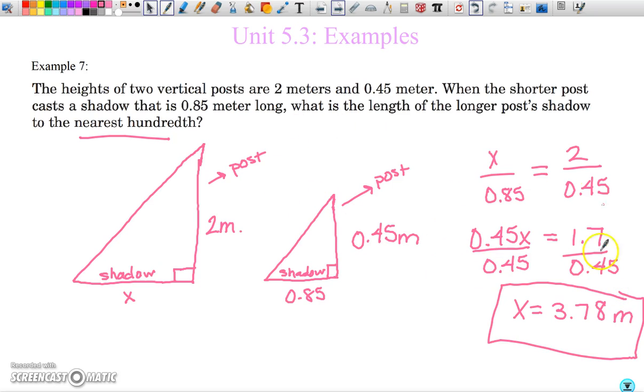It's all about knowing how to write the proportions, keeping things consistent. I did larger triangle on top, smaller on bottom, and I did shadow here, and I did height here. So as long as you can keep it consistent, these are really not all that bad, pretty simple, and once you have the equation, you just solve it and you're done.